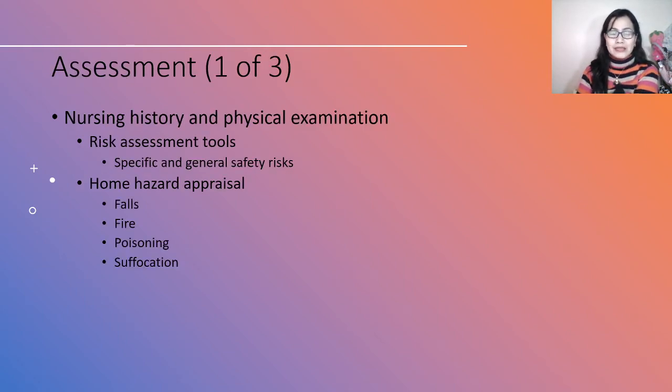Okay. As part of the nursing process, let's now have the discussion about assessment. In doing so, for safety, we assess. Take note of finding out the history and physical examination. In the area, you make use of risk assessment tools. This is actually a specific or general safety risk tool being used in the area. Also, you have to check, are there hazards present at home that can predispose them to fall, fire, poisoning, or suffocation?